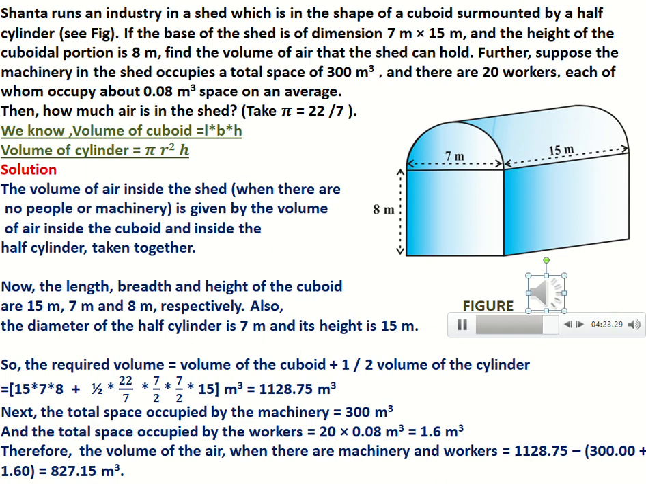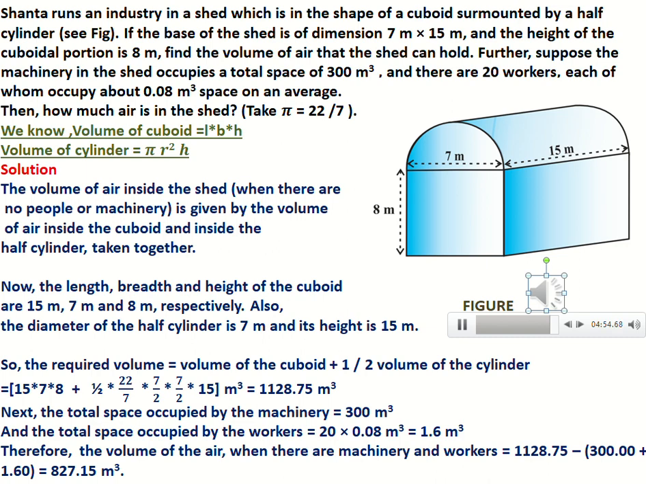Therefore the total volume of air when machinery and workers are there. So air will reduce when the volume of machinery and workers are there. We have to subtract them from the total. So totally we have found it is 1128.75. So volume of air when the machinery and workers are there is total, that is 1128.75.